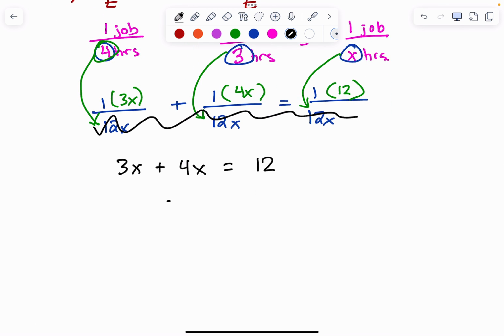Are we good to go? 7x equals 12, and if I divide by 7, how long does it take them? 1 5 sevenths, which as a decimal is about 1.67.